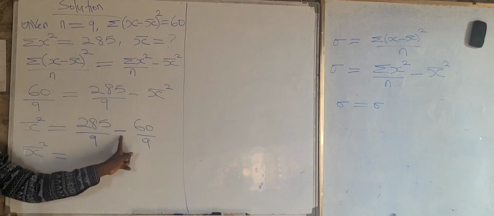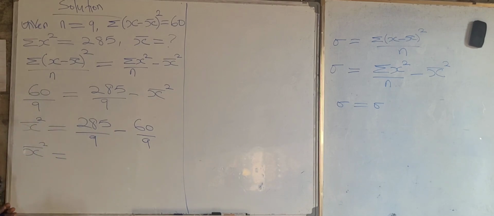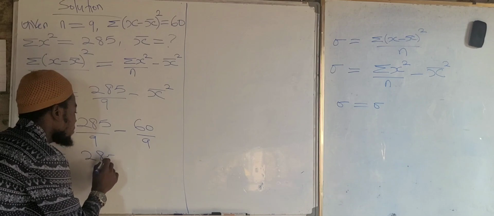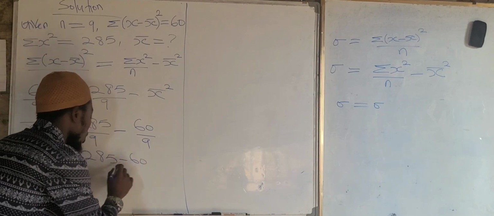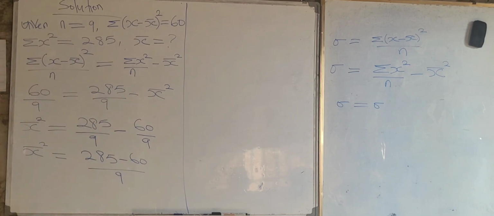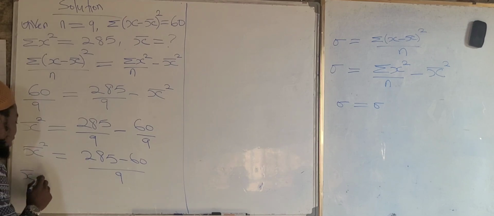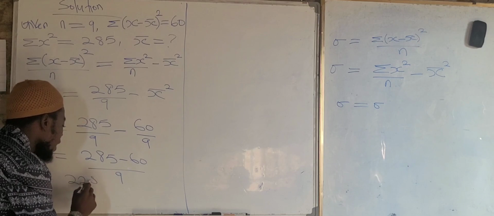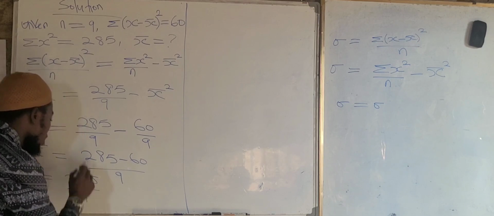But the sign here is a subtraction sign, so we subtract. So we now say this is 285 minus 60 all over 9. Just the same as finding the LCD or LCM. So when you subtract, x bar squared is now equal to 225 all upon 9.